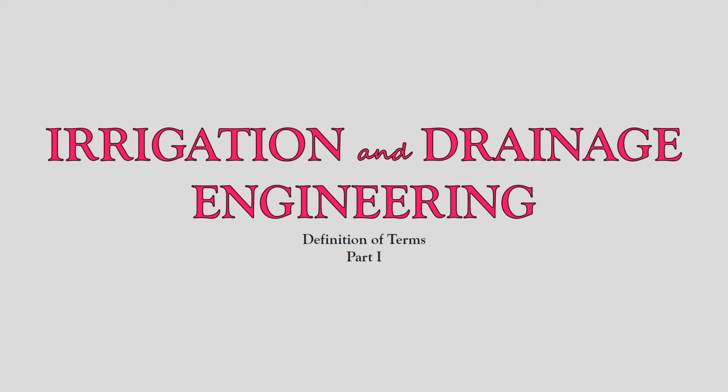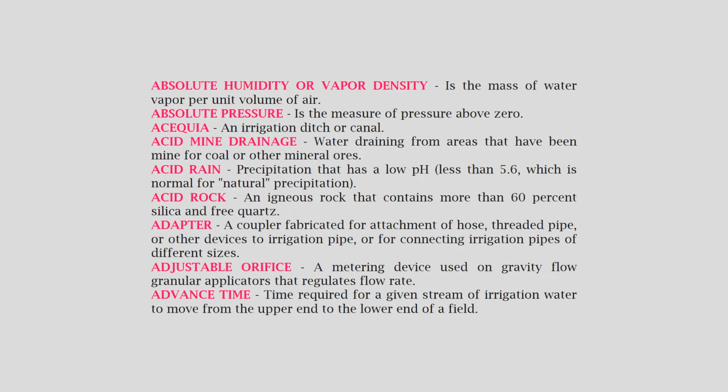This is Irrigation and Drainage Engineering. Definition of terms. Part 1. Absolute humidity or vapor density is the mass of water vapor per unit volume of air. Absolute pressure is the measure of pressure above zero.